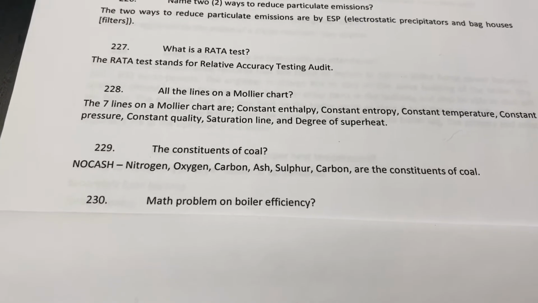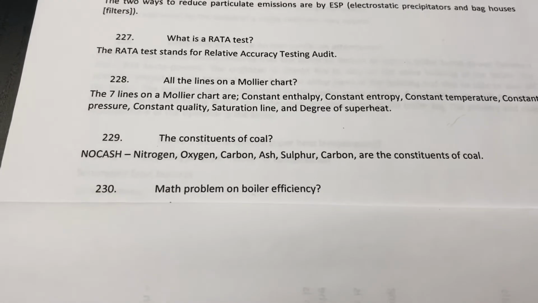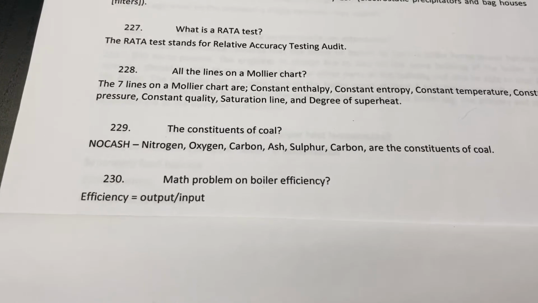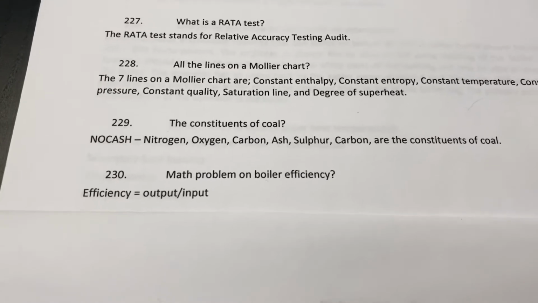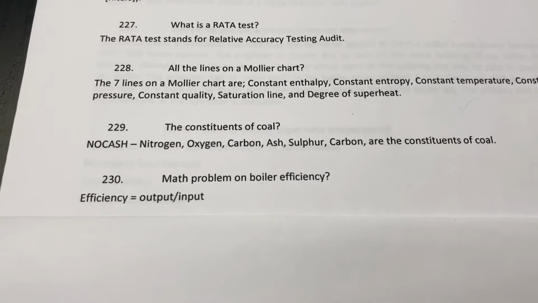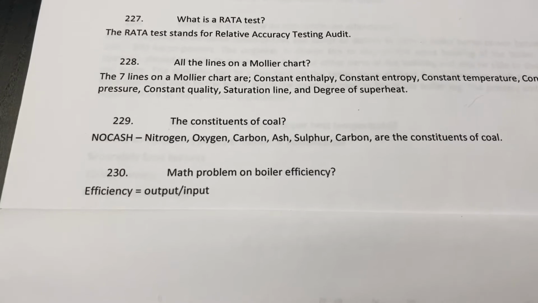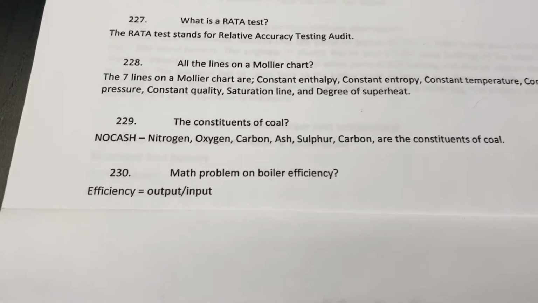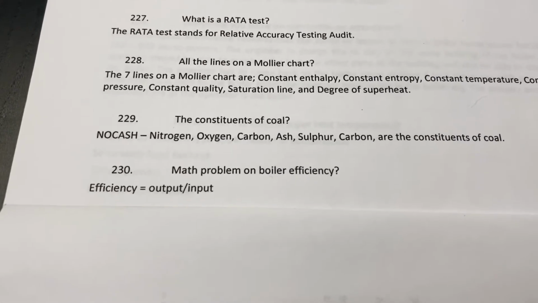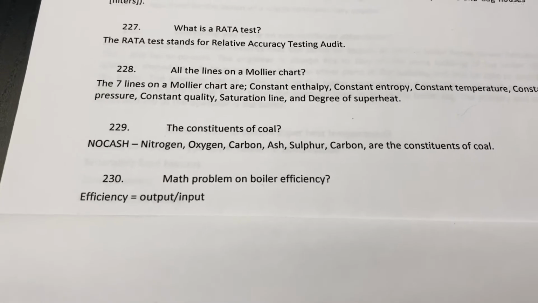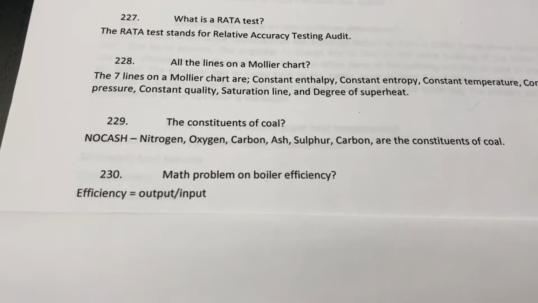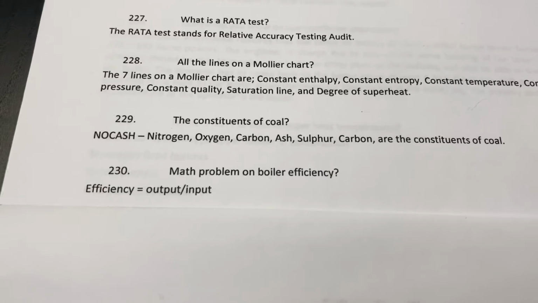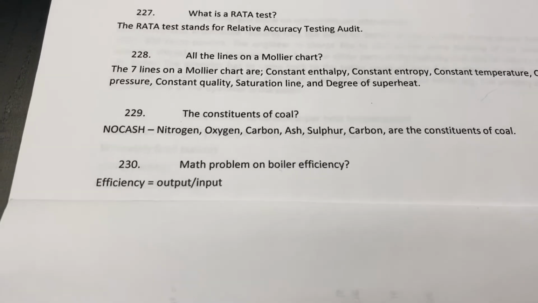Okay, math problem for boiler efficiency. So to calculate boiler efficiency, you're gonna do the output divided by the input. They may give you the percentage of the machine efficiency, so then you multiply that by the result. So if nothing's 100% efficient, it's only 90, then you divide by 0.9.